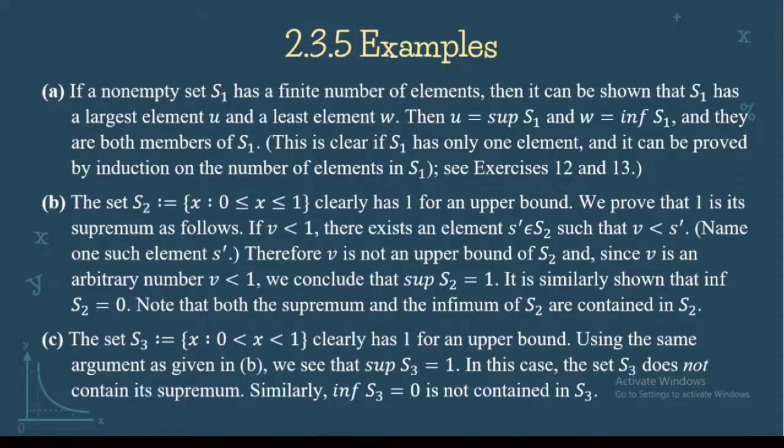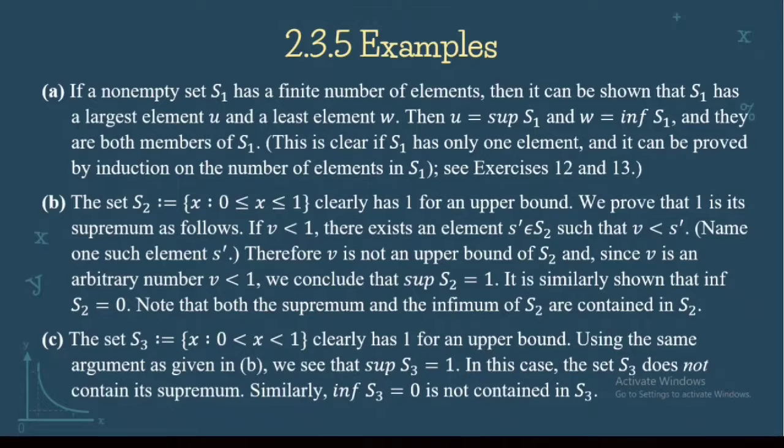There are three examples here, and the first example is if a non-empty set S1 has a finite number of elements, then it can be shown that S1 has a largest element U and a least element W. Then U equals the supremum of S1 and W equals the infimum of S1, and they are both elements of S1. This is clear if S1 has only one element, and it can be proved by induction on the number of elements in S1, as in exercises 12 and 13.